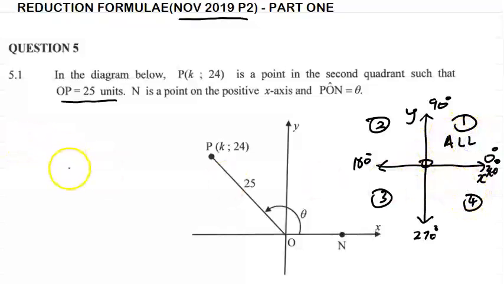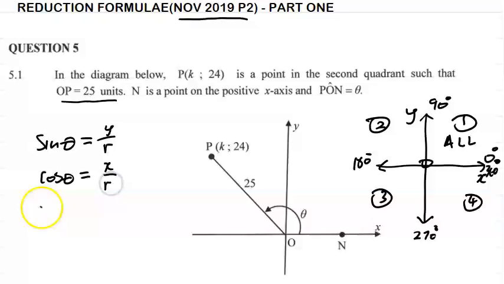It's important for us to remember our formulas for sine, cos and tan. Remember that sin theta is equal to y over r, cos theta is x over r, and tan theta, theta being our reference angle, is y over x. This is the same as saying opposite over hypotenuse, adjacent over hypotenuse, and opposite over adjacent. Remember, y is your opposite side, r is your hypotenuse, and x is your adjacent side.